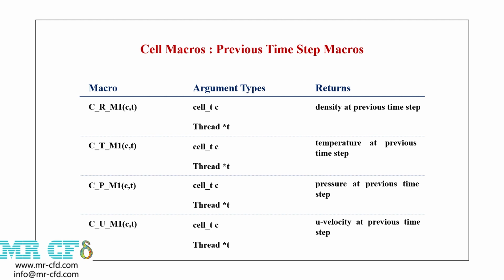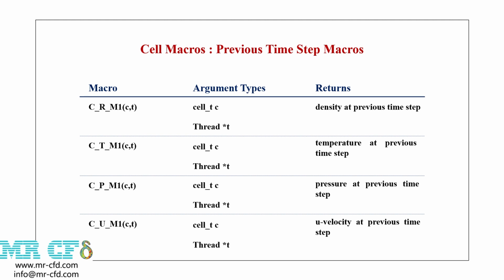For these macros, it's sufficient to use the M1 suffix. We have shown a few examples of these macros. For instance, the C_R_M1 macro represents the density value at the previous time step. The C_T_M1 macro represents the temperature value at the previous time step. The C_P_M1 macro represents the pressure value at the previous time step. The C_U_M1 macro represents the velocity value in the x-axis direction at the previous time step.